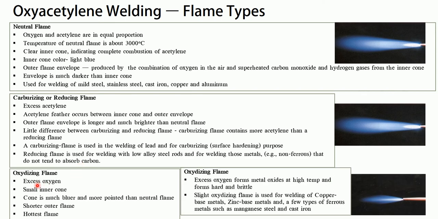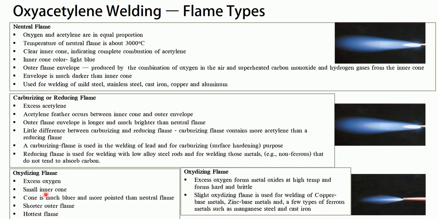Third one is oxidizing flame. Oxidizing flame is formed when excess oxygen is provided. That means if the amount of oxygen is more than that of acetylene, the formation of oxidizing flame takes place. So this one is the picture of oxidizing flame.